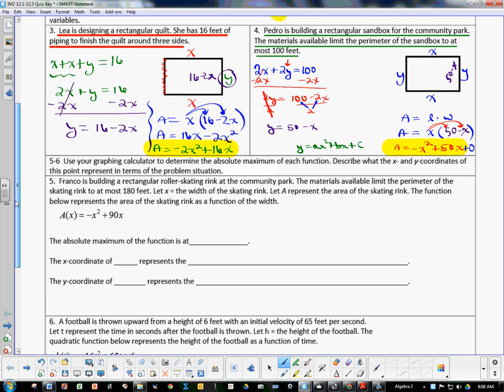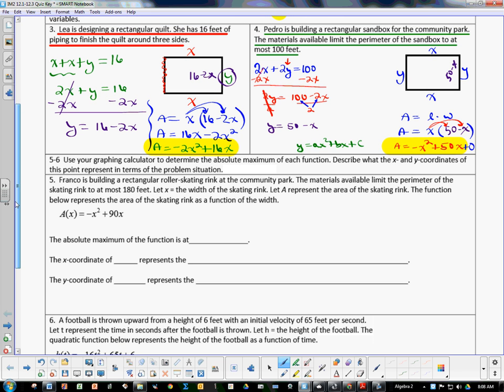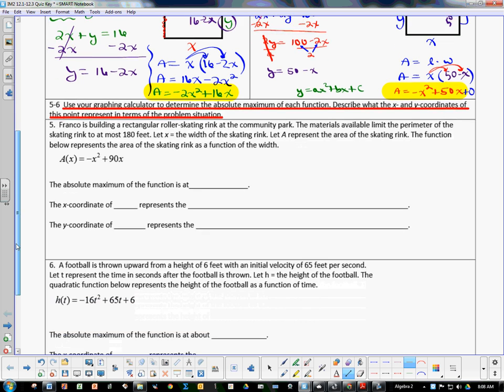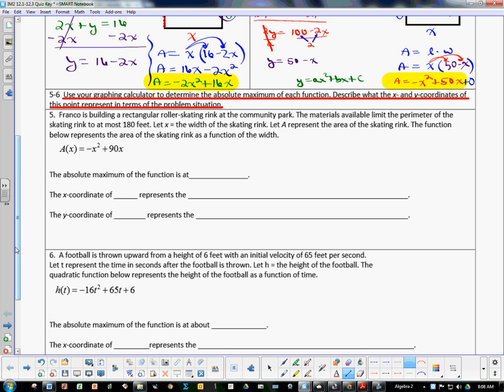Let's take a look at 5 and 6. All right. 5 through 6 says, use your graphing calculator to determine the absolute max. Describe what the X and Y coordinates of this point represent in terms of the problem situation. You're going to have a bunch of these types of problems. You have to explain what it means. And really, it's just a calculator problem.